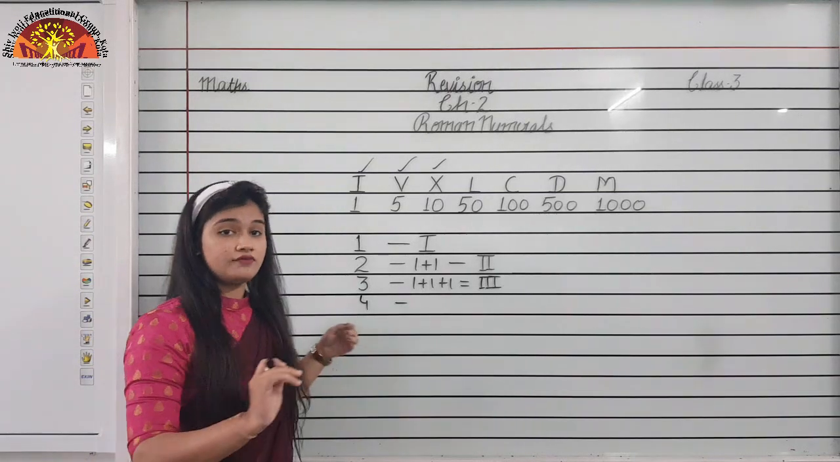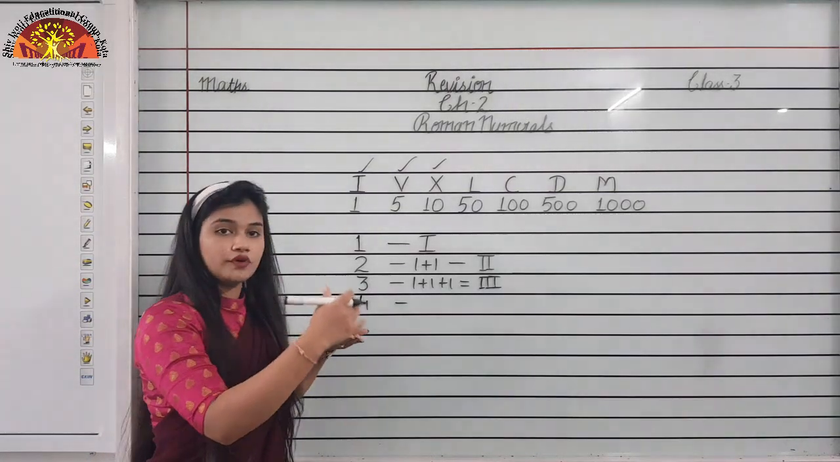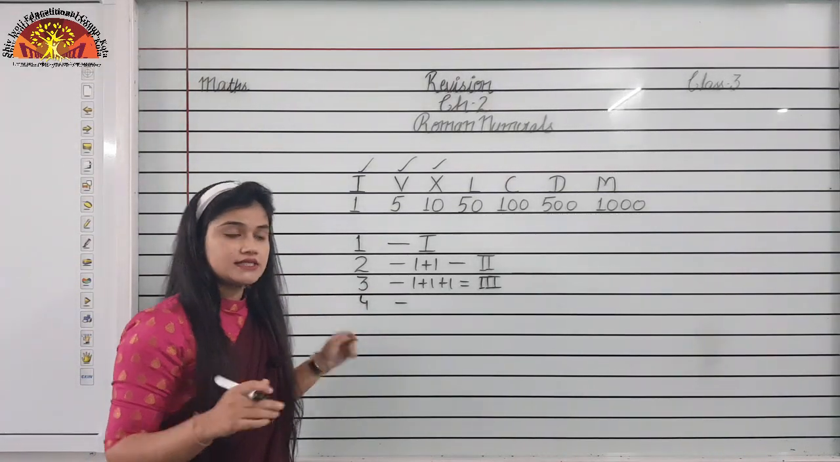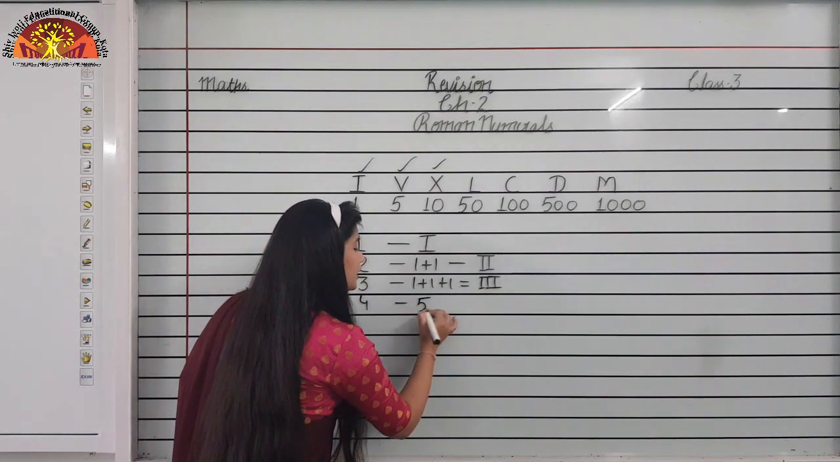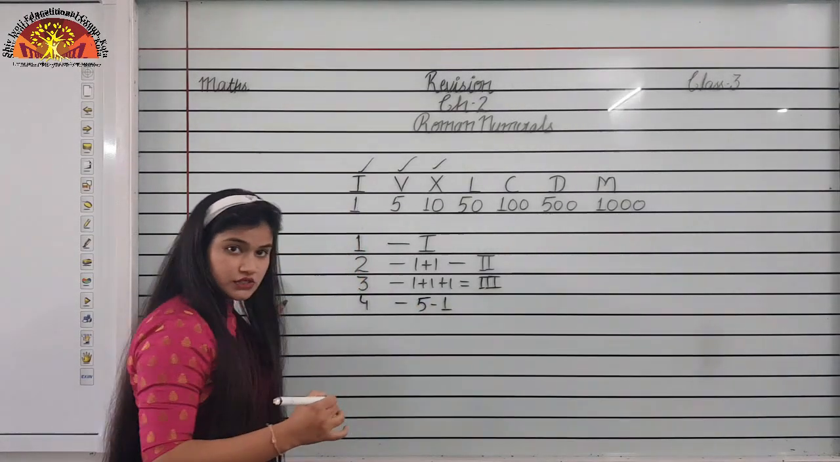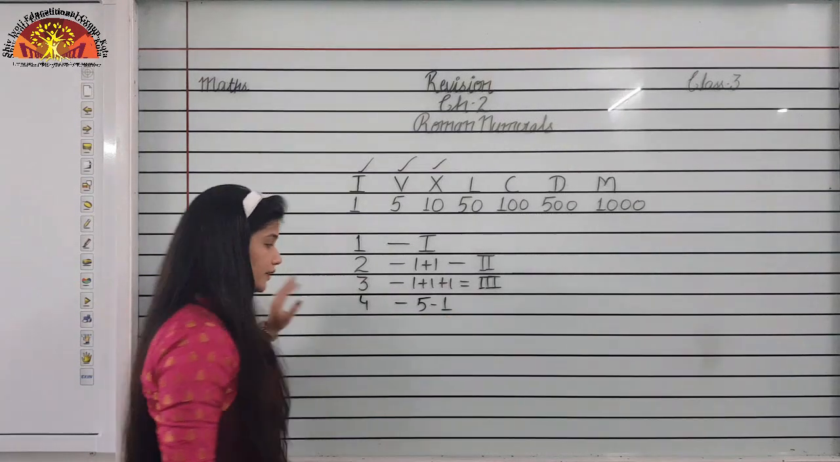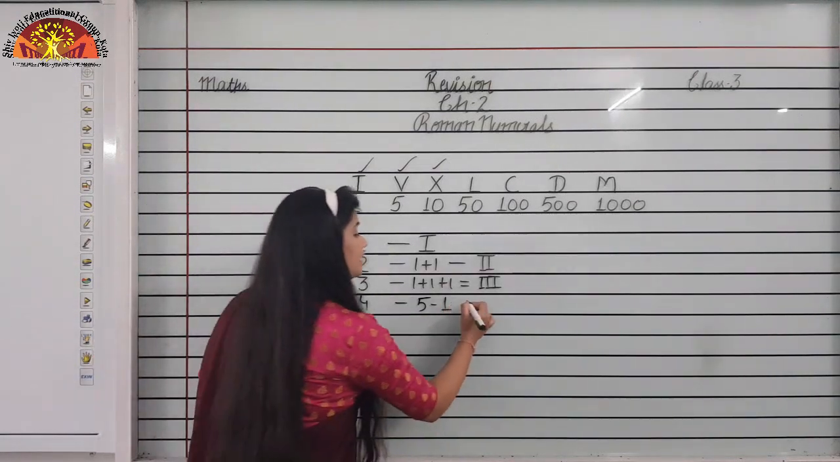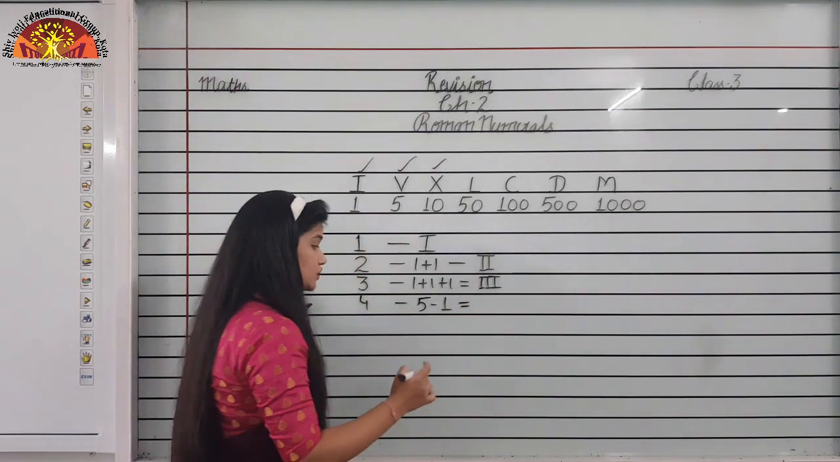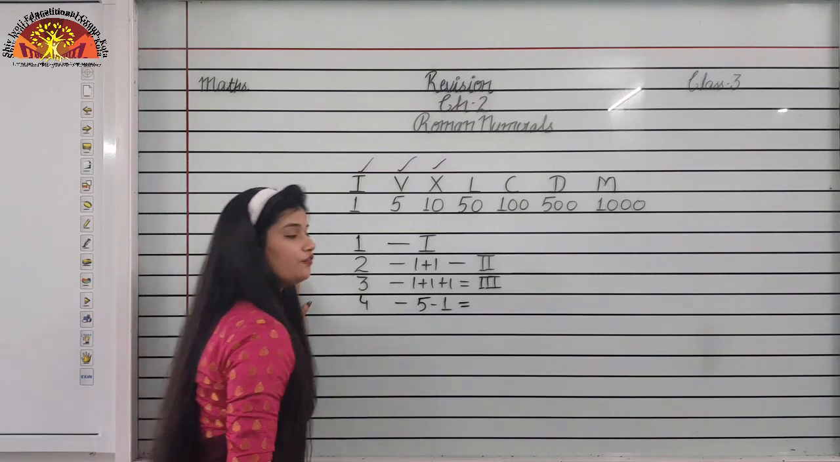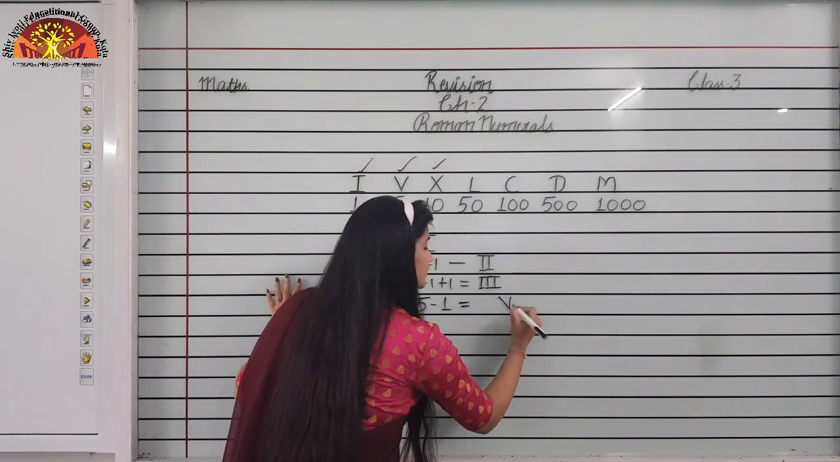So now what do we have to do? If we cannot write it as 1 plus 1 plus 1 plus 1, then what else can we write? Now we can do 5 minus 1. We can do it like this also. 5 minus 1 will be 4. Now what do we have to do for 5 minus 1? Students, as we know, the value of 5 is V.